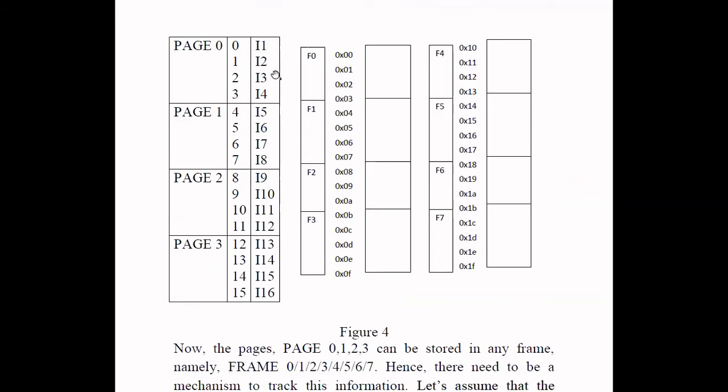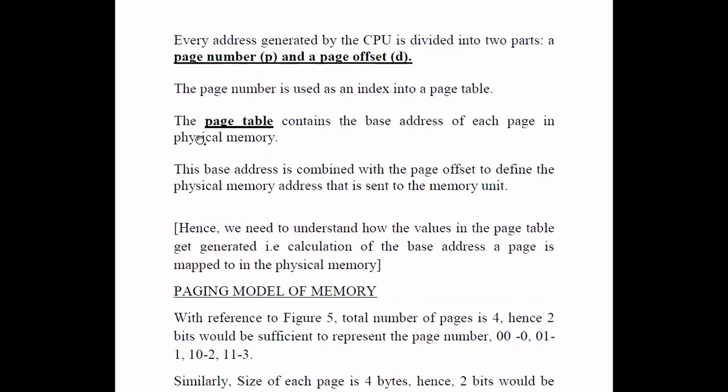And offset is nothing but this byte position, which means within this page, the exact location where the instruction is present. For example, instruction I2 is at offset 1. Instruction I4 is at offset 3. Instruction I8 is at offset 7 with respect to page number 1. So every address is going to have two portions, page number and a page offset.